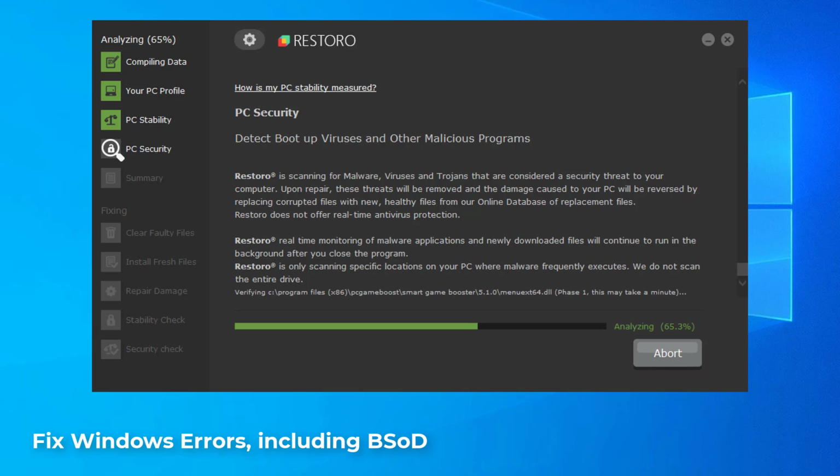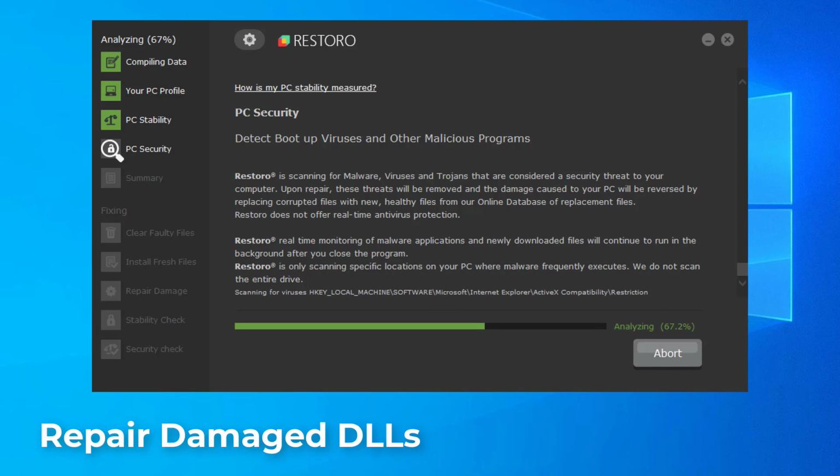The reviewed software can also help you fix various blue screen of death errors, shortly known as BSOD. These are known as fatal system errors, often preventing the operating system from running. You might need to boot your PC in safe mode with networking to download and run the Restoro scan, if you're unable to boot the system regularly.